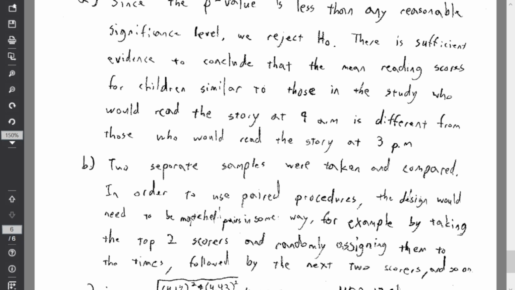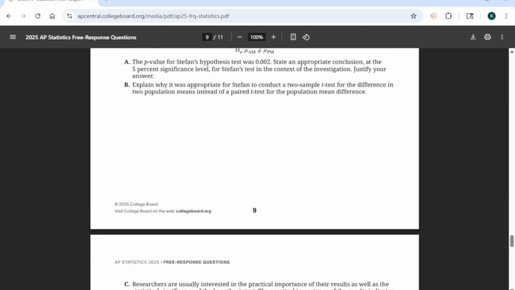If we wanted to pair them, we could pair them by like the top reading scores, the top two kind of pre-test reading scores, and then pair those data together and randomly assign one to one treatment and one to the other, and then so on. Or we could have the same person act as their own pair, and they read one passage at 9 a.m. and then read a separate passage at 3 p.m. and then do the testing from there. So not paired off in any way.